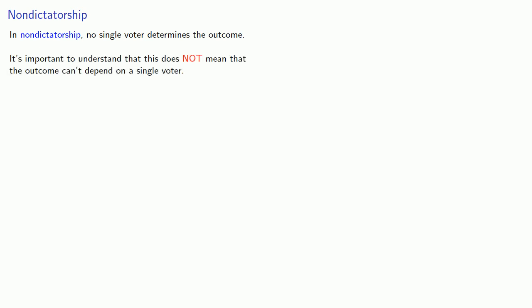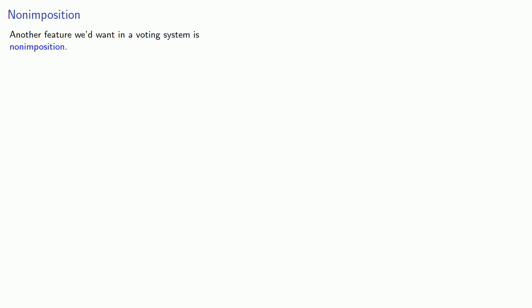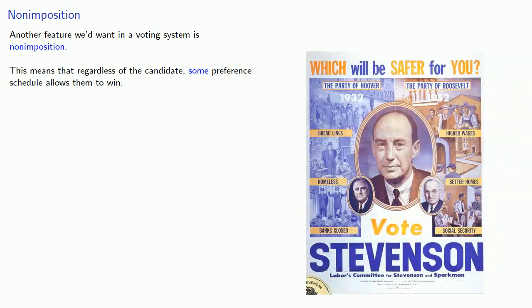Another feature we might want in a voting system is nondictatorship. In non-dictatorship, no single voter determines the outcome. And it's important to understand that this does not mean that the outcome can't depend on a single voter. Rather, what it means is that no single voter's preference is the result in spite of how everyone else votes. Another feature we'd want in a voting system is known as nonimposition. This means that, regardless of the candidate, some preference schedule allows them to win.